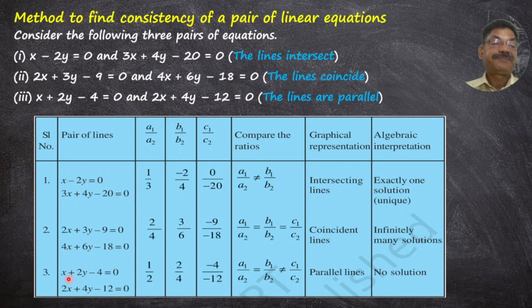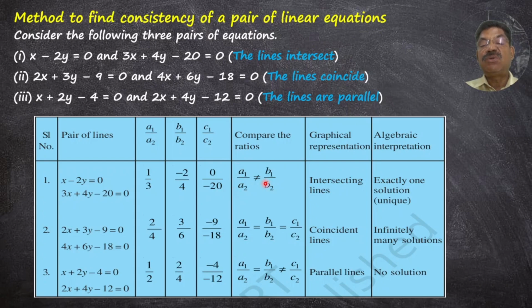Third problem. x plus 2y minus 4 equal to 0, 2x plus 4y minus 12 equal to 0. You form all the three ratios. You find that a1 by a2 is equal to b1 by b2 but not equal to c1 by c2. So in this case, what we conclude is they are parallel lines and they don't have a solution at all. So this table is very, very important. You have to remember these properties of the ratios.